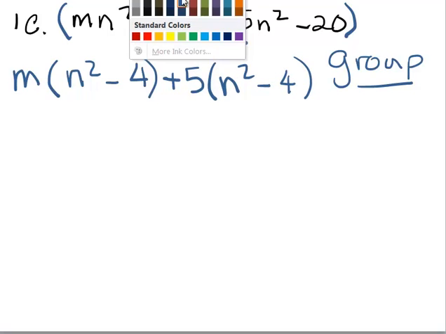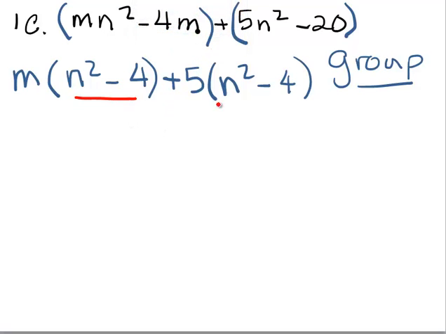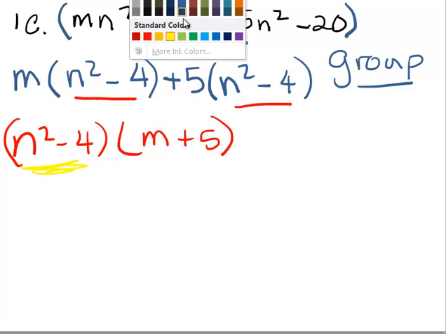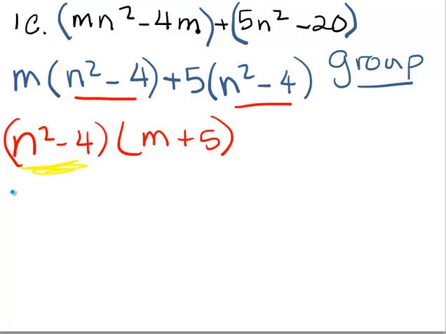And you can see right here that the common factor of the two of them is that. So let's pull that out: n squared minus 4 times m plus 5. Now, you might think you're done, but you're not. Right here, you have a difference of squares. So I am going to play with that.